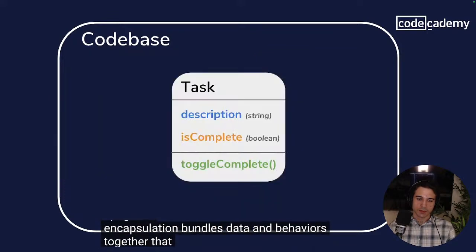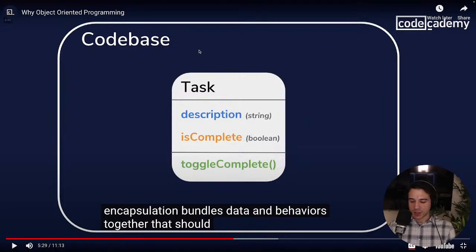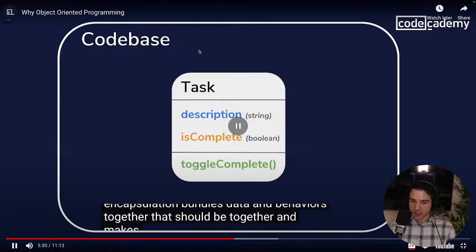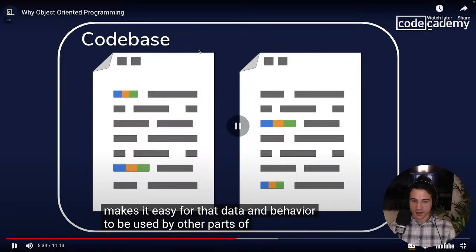Encapsulation bundles data and behaviors together that should be together. It makes it easy for that data and behavior to be used by other parts of our code.